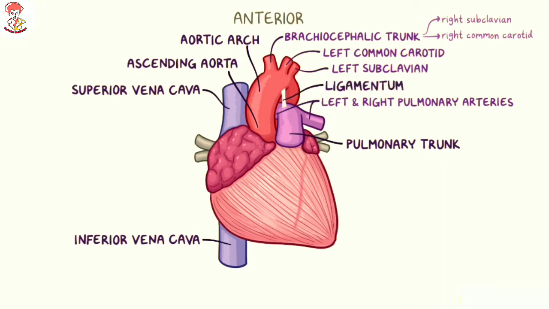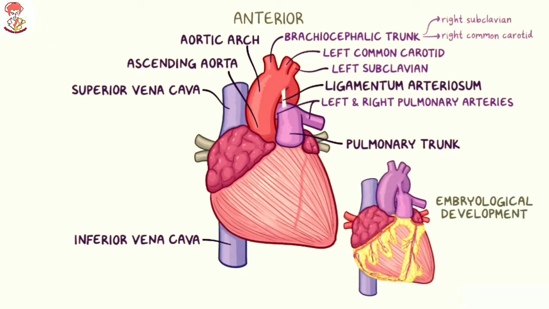by the ligamentum arteriosum. Even though this fancy term is just a fibrous band, back during embryological development, it is used to connect the aortic arch and pulmonary trunk as an adaptation of the fetal circulation in the intrauterine life.